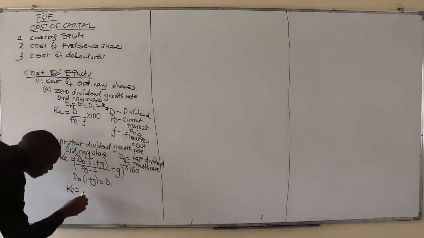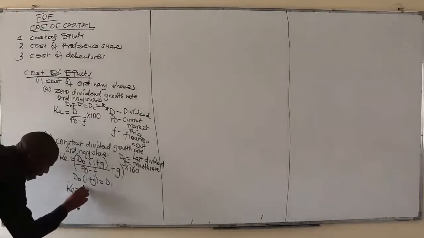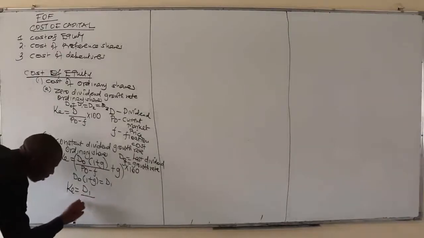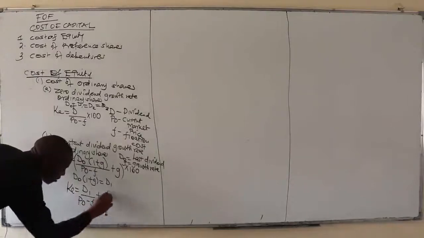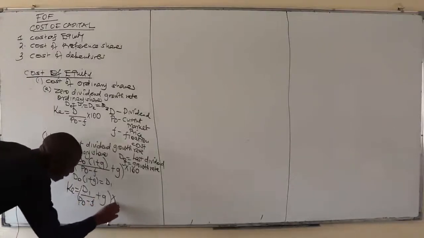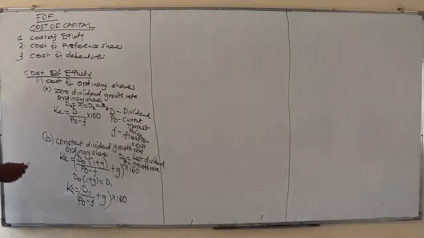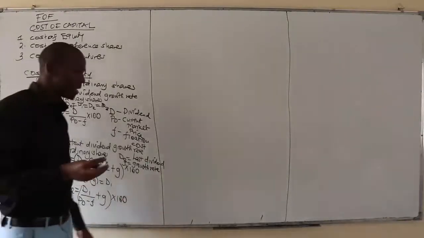When you are given the next dividend, to get KE it will be D1 all over P0 minus flotation cost, plus the growth rate, then you multiply by 100.